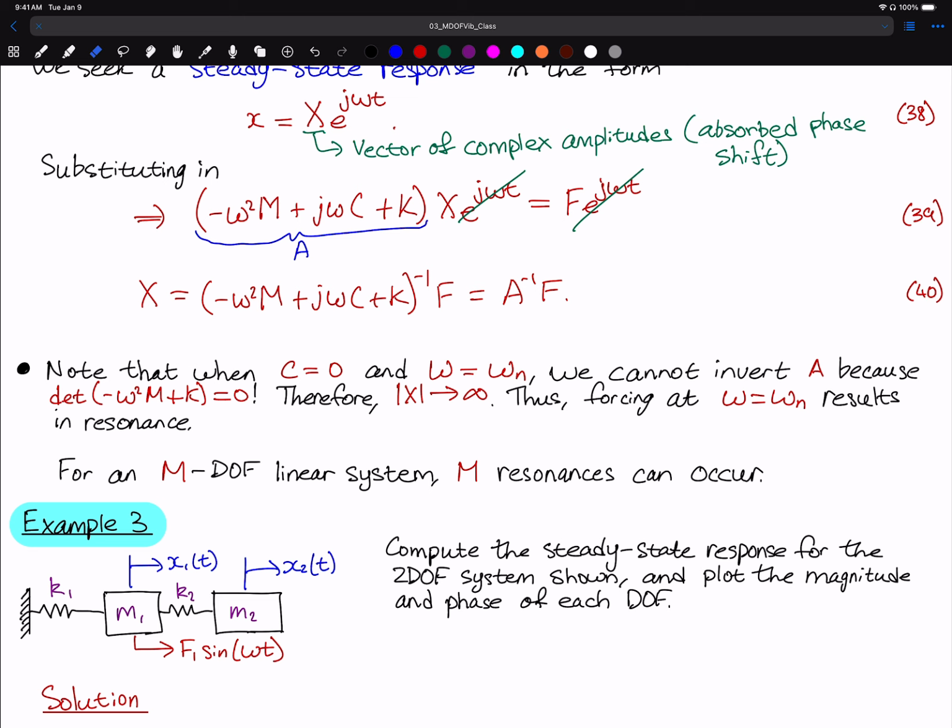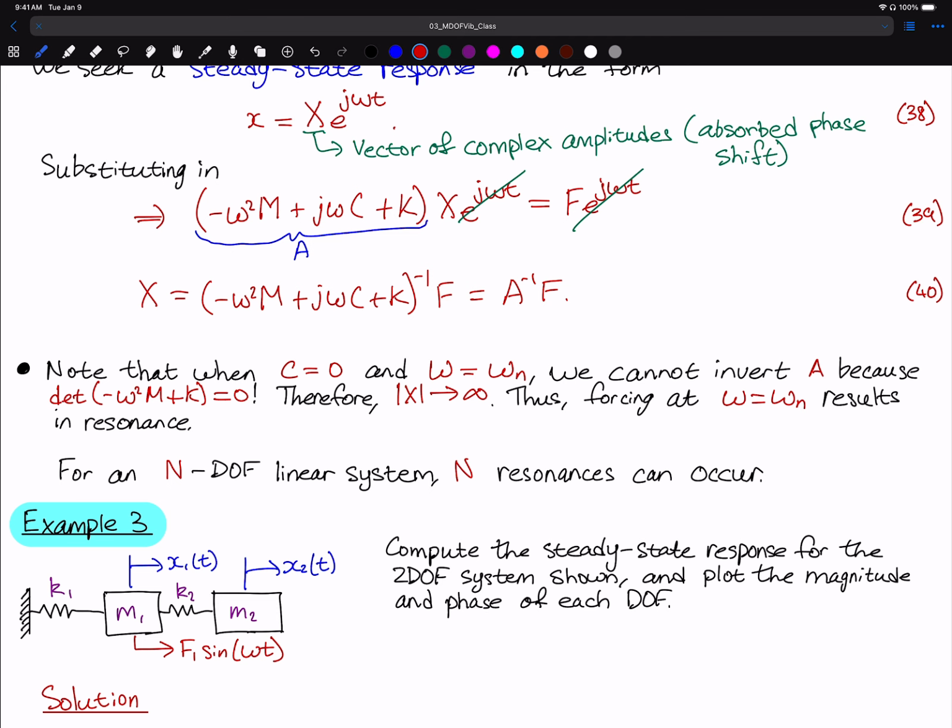And this means that for an MDOF system, let me correct this. Let's change this to an n. So n is just the number of degrees of freedom here, rather than m, to prevent confusion with the mass matrix. So for an MDOF linear system, n resonances can occur. This is true for a linear system. For a nonlinear system, more resonances than degrees of freedom can occur, and that's not a discussion for here. For a linear MDOF system, we will have up to n resonances that occur at the n natural frequencies.